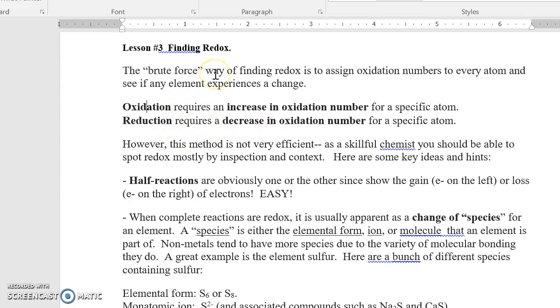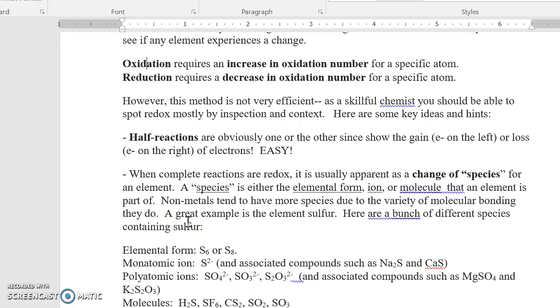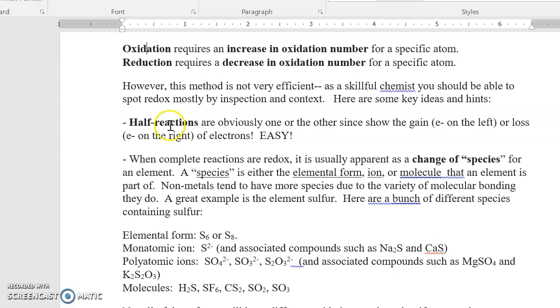So it says here one way you can try to find redox is to assign an oxidation number to everything. However, as a good chemist, you should be able to recognize when you're likely to have a change in oxidation number, just so you understand the reactions more, and it makes the problems a little bit easier to do. So there's a few hints here.